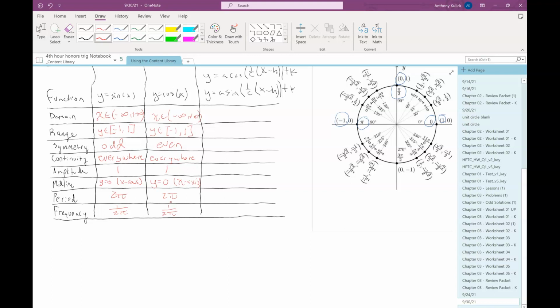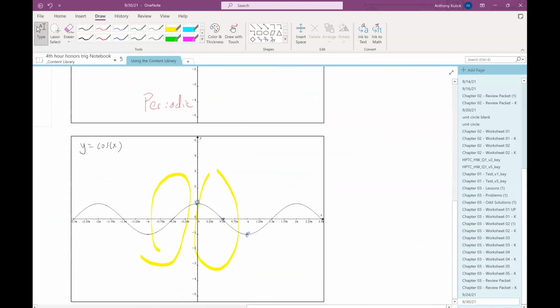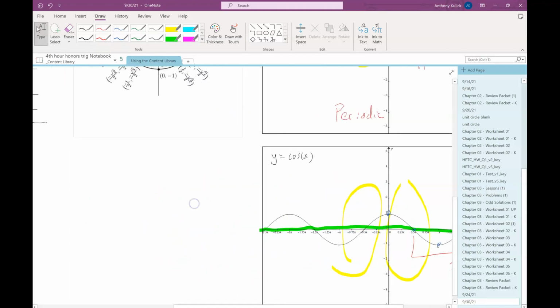And I think if you looked at the graph there of cosine, it's pretty obvious that the midline is still right there. The amplitude, still 1. The period, still 2 pi. Right? Everything is still kind of the same. We'll go back and look at the chart there for a minute.